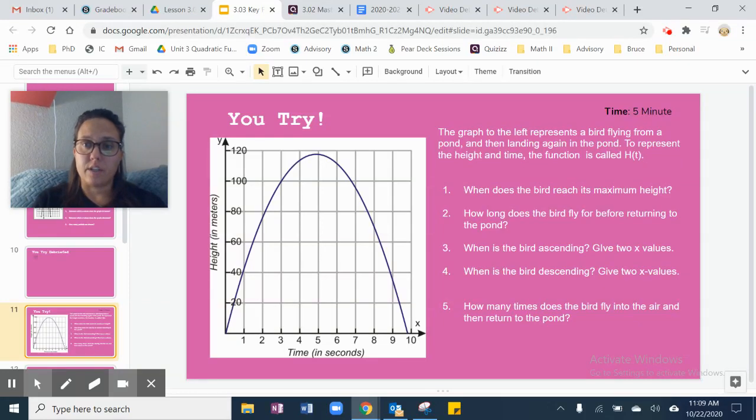The graph to the left represents a bird flying from a pond and then landing again in the pond. To represent the height and time, the function is called h of t. When does the bird reach maximum height?